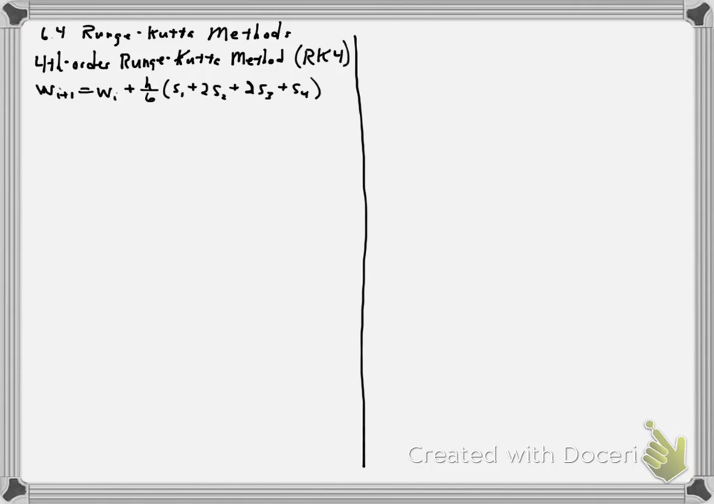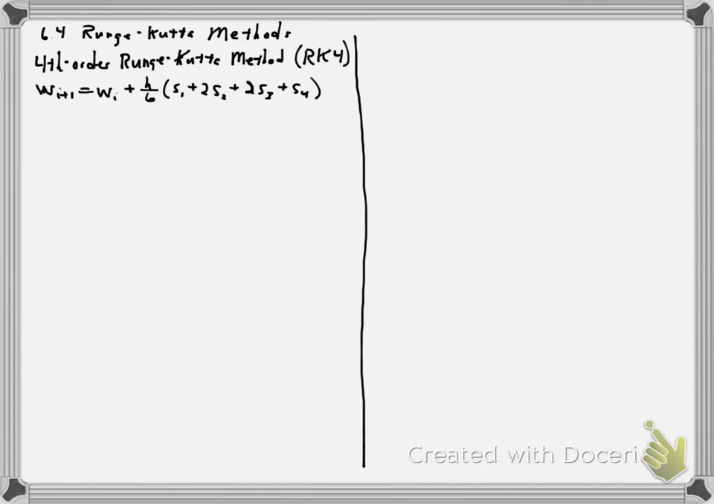Okay, so this lesson is on section 6.4, which covers the Runge-Kutta methods. The Runge-Kutta methods are actually a family of methods that includes Euler method and the explicit trapezoid method that we've already looked at. Specifically, we're going to look at the most famous Runge-Kutta method, which is the fourth order Runge-Kutta method, or RK4. So the formula for W sub i plus 1 you see written here.